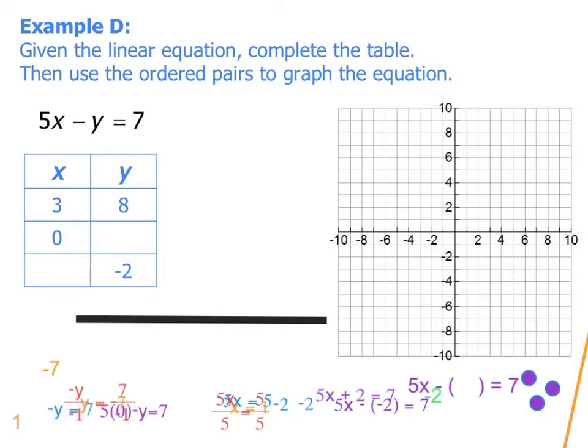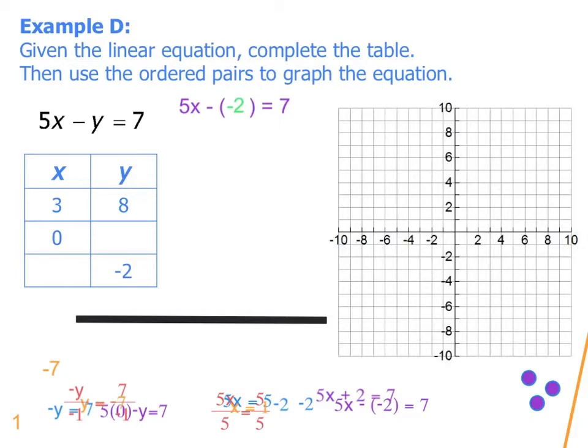We've got 3, 8, don't have to do anything there, have the ordered pair. 0 and I don't know, and y is going to be -2. So in this case, I'm going to start by figuring out what the x is, and I'm going to leave it to you to figure out what the y is that goes with that 0. So I'm going to start by taking my equation, 5x minus, in this case, they want us to substitute in -2, equals 7.